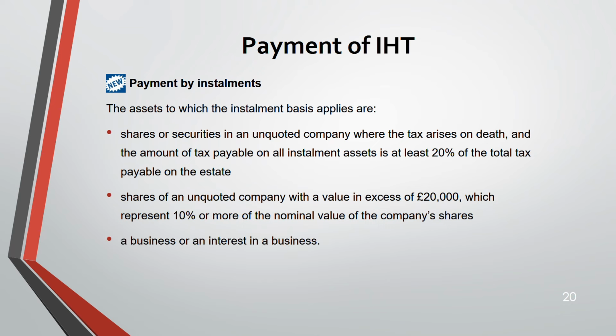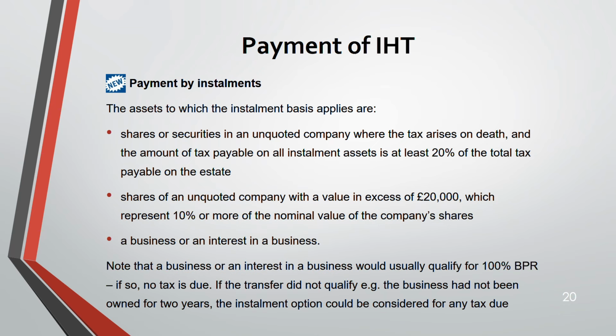Business or an interest in a business. So all this is on the installment basis. Note that a business or an interest in a business may also qualify for 100% BPR. If so, then no tax is due. If the transfer did not qualify for BPR, okay, that means the business has not been owned for 2 years, then what happens? The installment option could be considered for any tax due. Then again the installment option is there. Now let us do a question.